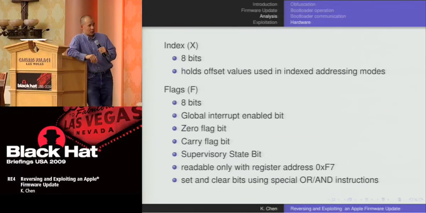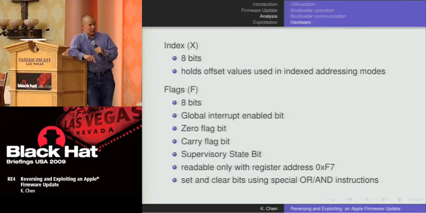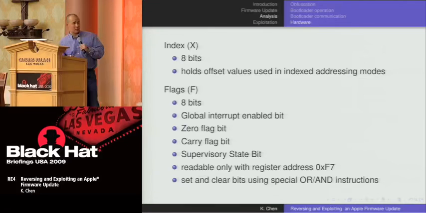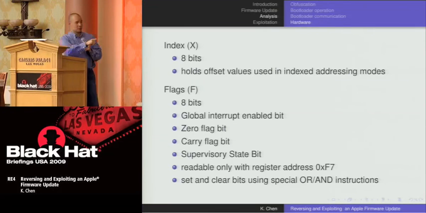You have a bit for global interrupts, then a zero flag bit and a carry flag bit, and they work in the usual way when you do logical and arithmetic operations. This also has a supervisory state bit. With that, there's a special mode for writing the flash, so the chip can write its own flash. In order to read the flags register, you have to read it through F7. If you want to set or clear bits in it, there are special instructions for that.